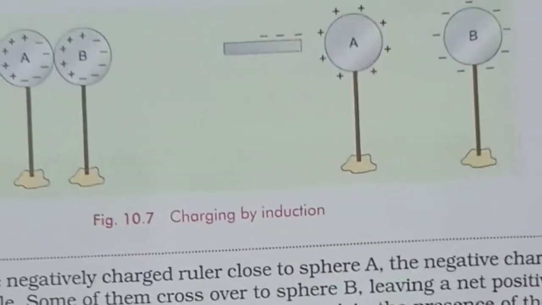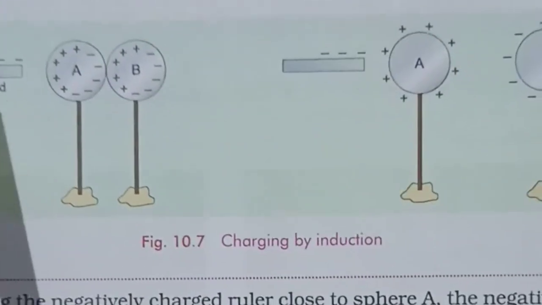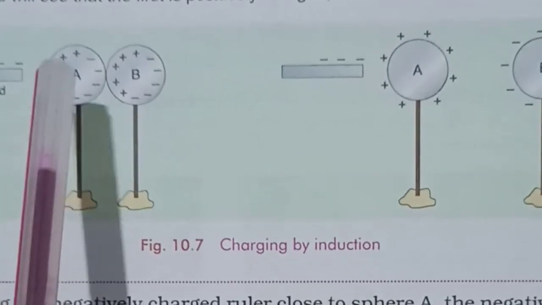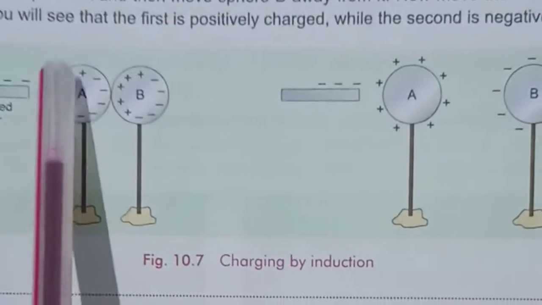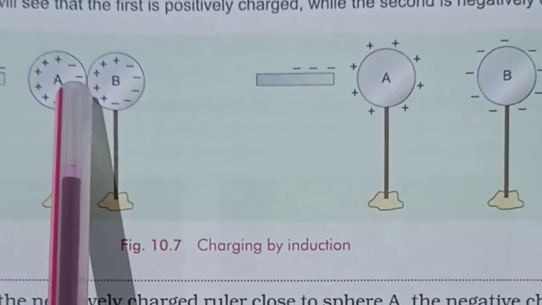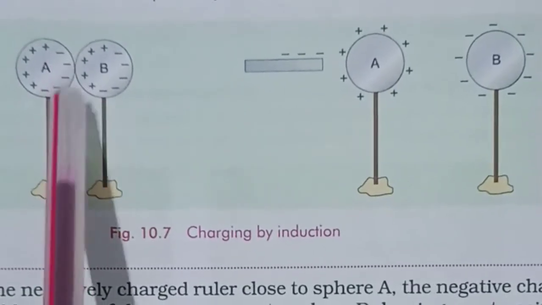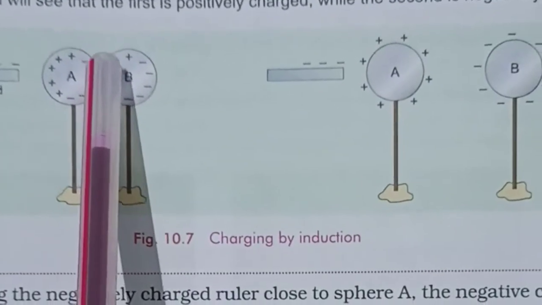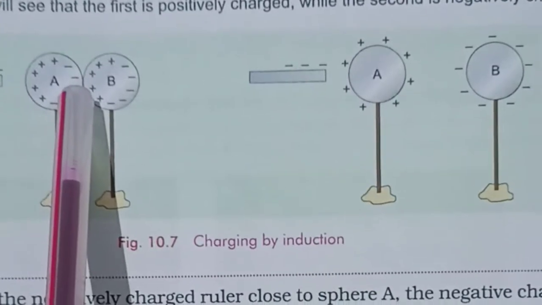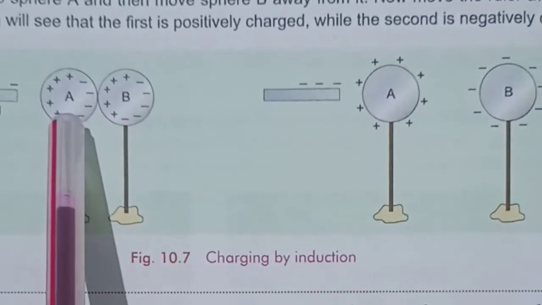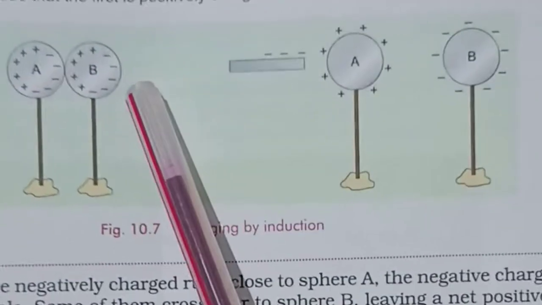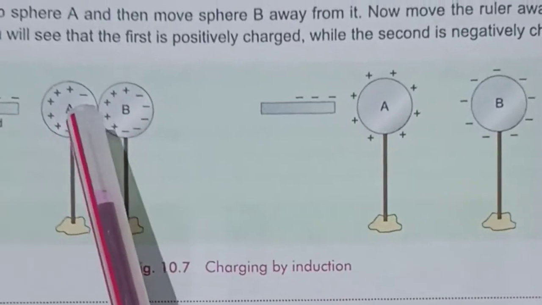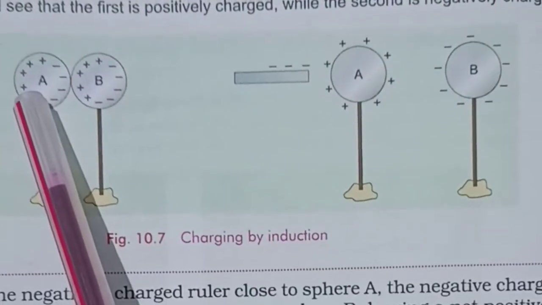How it happens, that we have to understand. So when we bring the negatively charged ruler close to the sphere A, the negative charges in this sphere move away from this end. They move to this side, as far as possible, and some of them may even cross over to sphere B, leaving positive charges in sphere A.